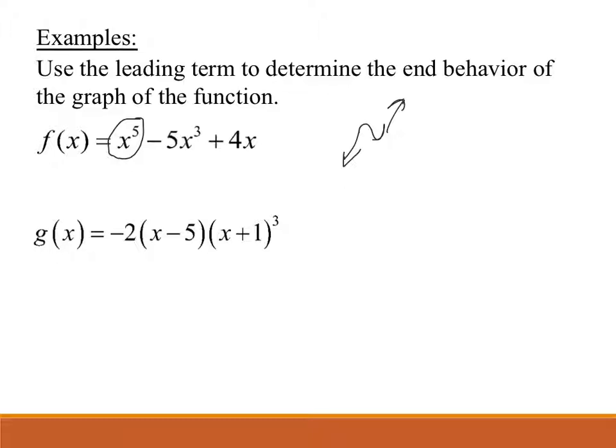For g of x, it's got a minus 2 here. And now we see an x to the third and an x to the 1. When we multiply those, we get x to the fourth, and we have a minus 2 in front of it, which means that we're going to have end behavior going in this direction.